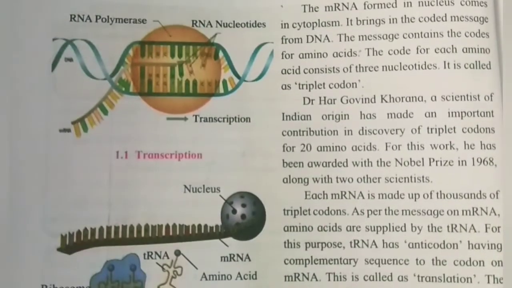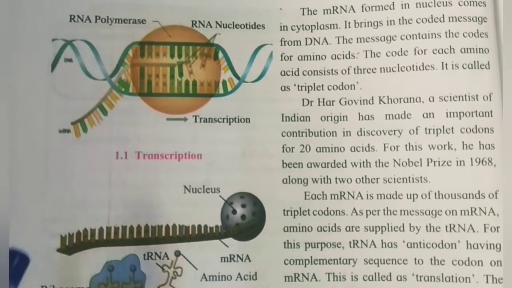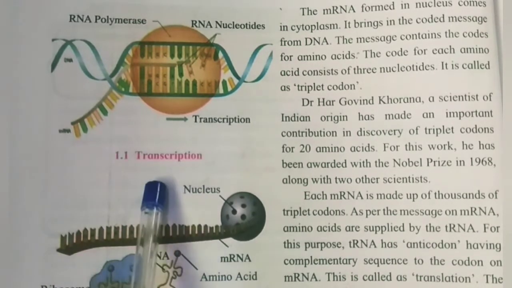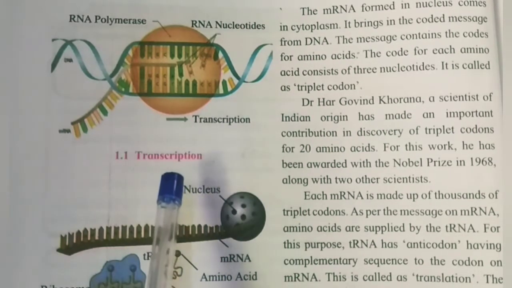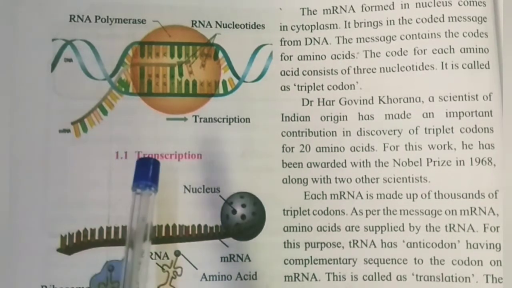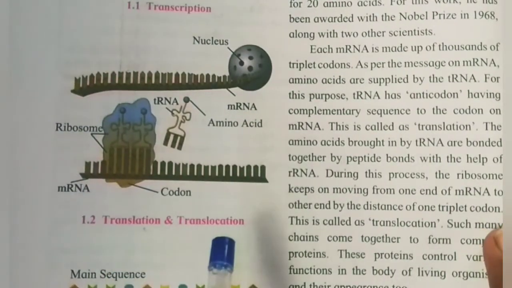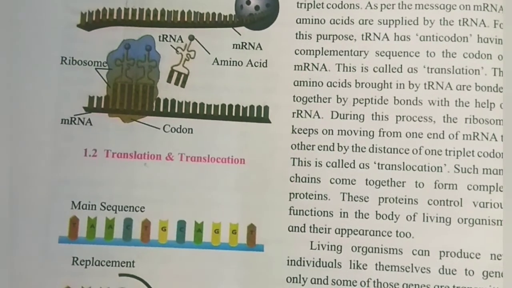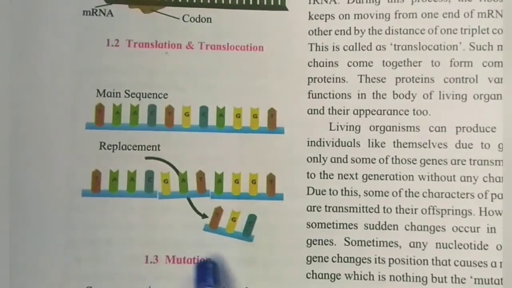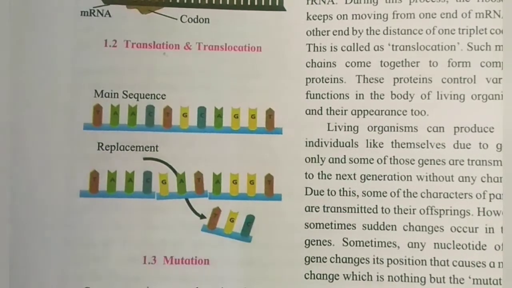Up till now we have seen three to four processes. First is transcription with the help of mRNA, tRNA, rRNA and DNA. Then translation and translocation, and the last one is mutation, the change in nucleotide sequence, a very minute change.